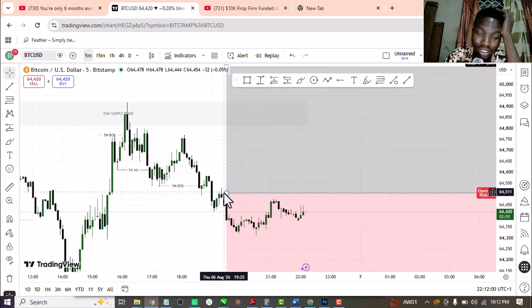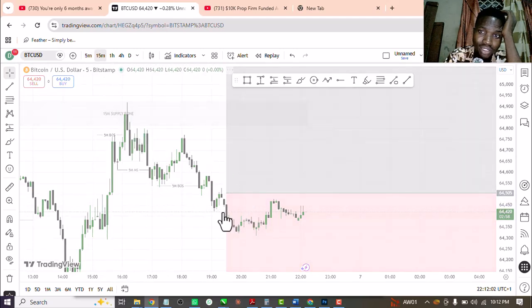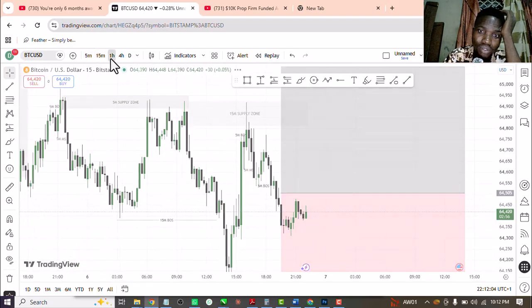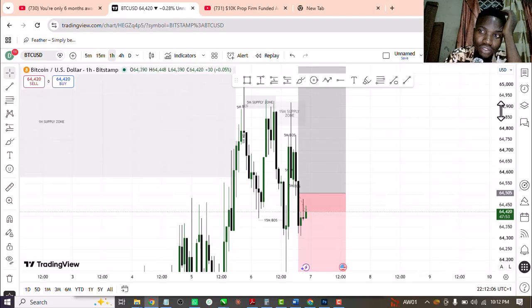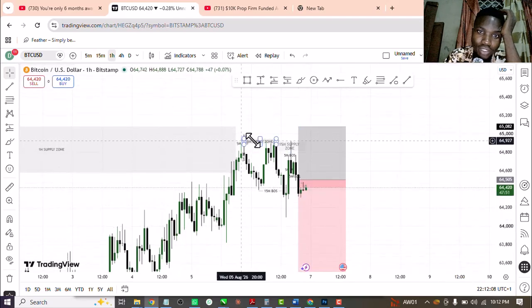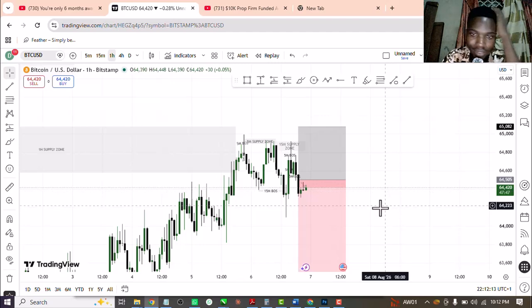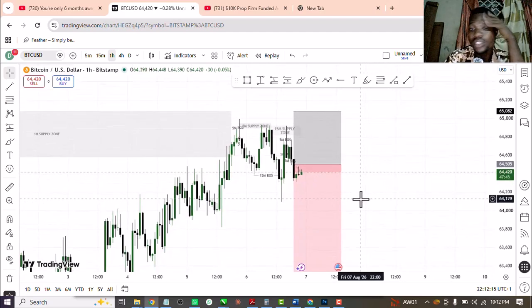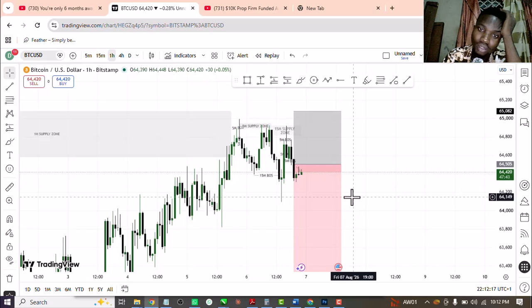I entered this trade around here. So I set my stop loss above this supply zone. Okay, so I set my stop loss above that zone, and currently I'm not in drawdown right now. I'm currently running in profit.